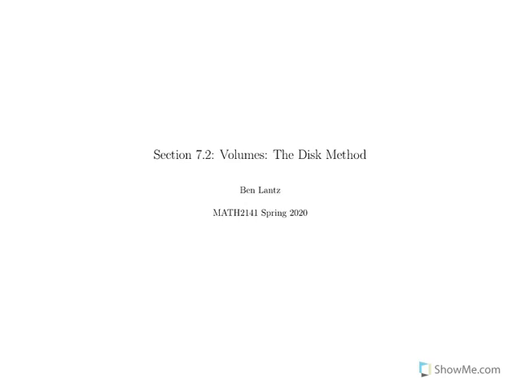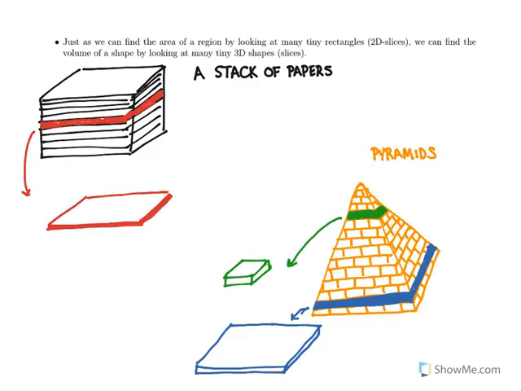In the next couple sections, we're going to be looking at volumes and how to find the volumes of weird solids using a similar method that we use to find areas using small rectangles. So instead of looking at tiny rectangles, we're going to look at tiny 3D shapes. We're going to call these slices.